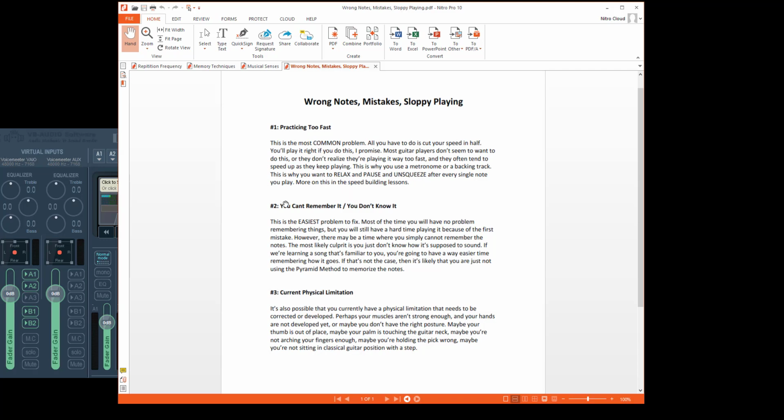All right. So the second reason why you might be making a ton of mistakes and playing wrong notes all the time is that you just can't remember it, right? You just don't know it. This is the easiest problem to fix. Most people really don't have a problem remembering things.